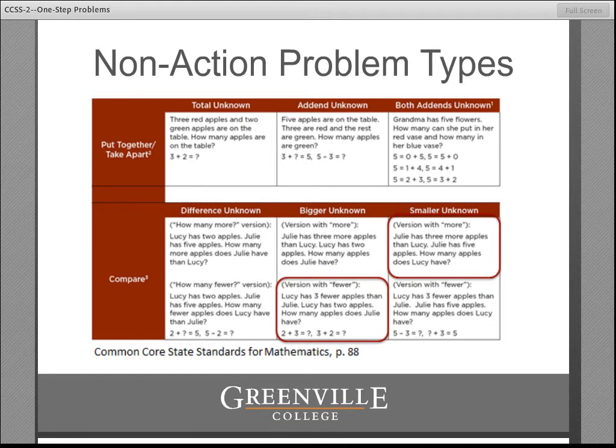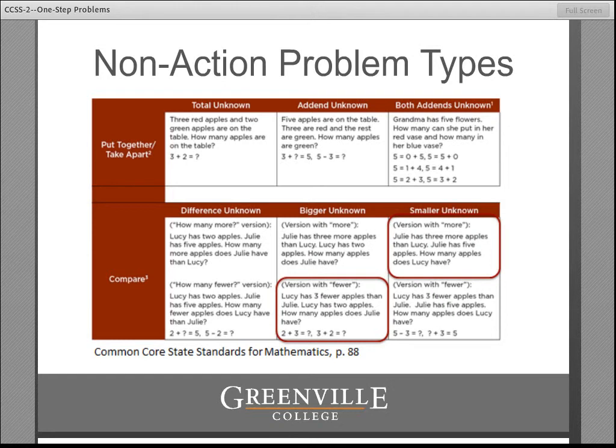Kindergarten children were introduced to the total unknown, which is in the first column, and the both add-ins unknown, which is in the last column. The both add-ins unknown is essentially decomposing numbers, taking a number and finding many combinations. So they started doing that in kindergarten. The middle one you see here, add-in unknown, was introduced in first grade and would be a medium difficulty problem.